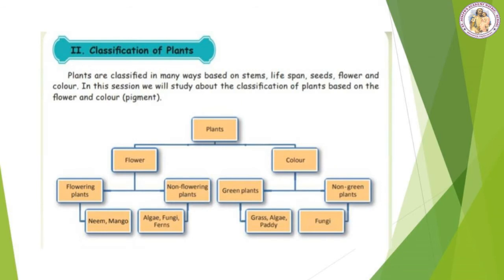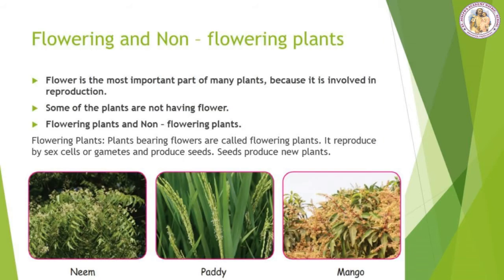Classification of plants. Plants are classified in many ways based on stems, lifespan, seeds, flower and color. In this session, we will study the classification of plants based on flower and color. Flowering and non-flowering plants. Flower is the most important part of many plants because it is involved in reproduction. But some plants do not have flowers. These plants also reproduce, in different modes. Based on this, plants can be classified into two types: flowering plants and non-flowering plants.